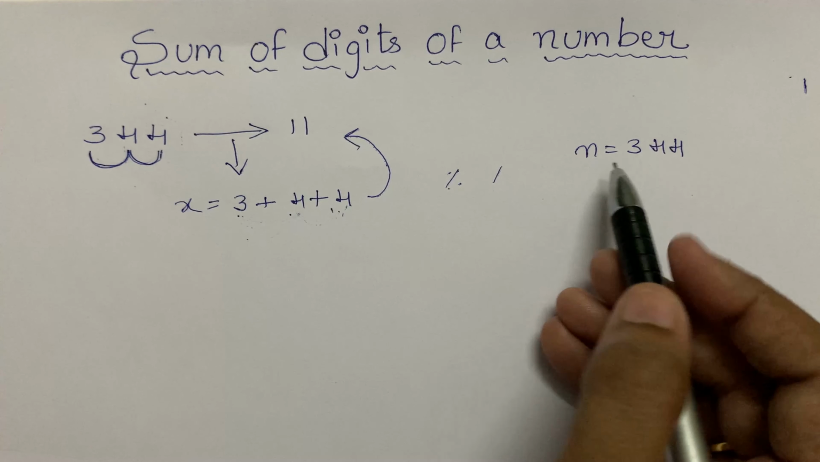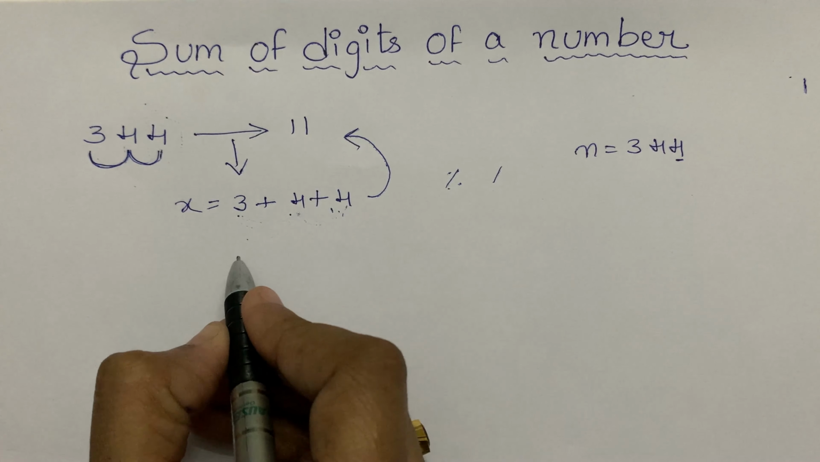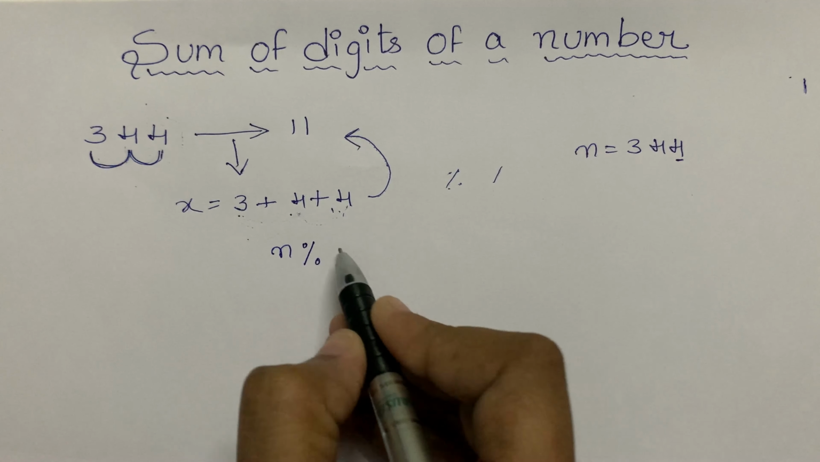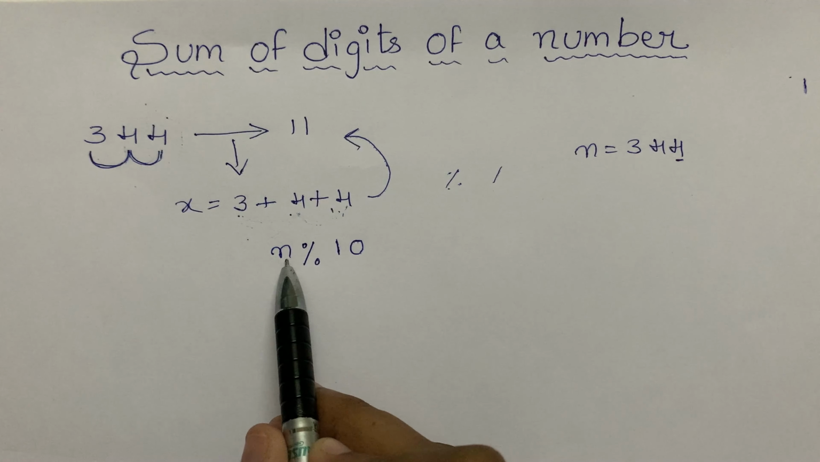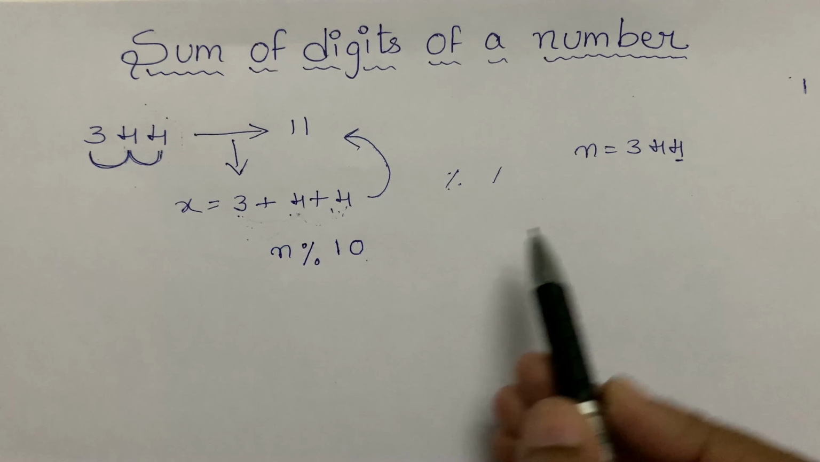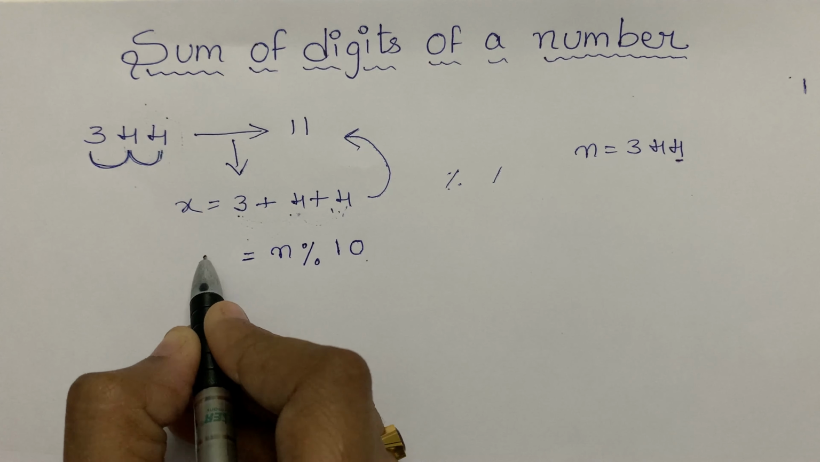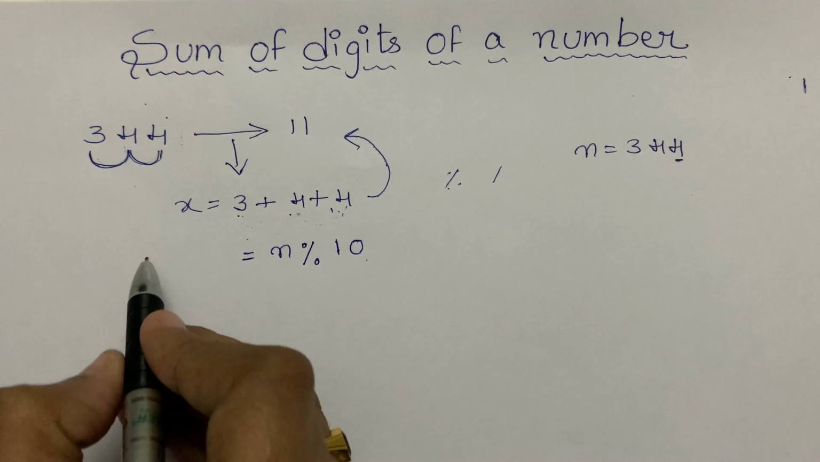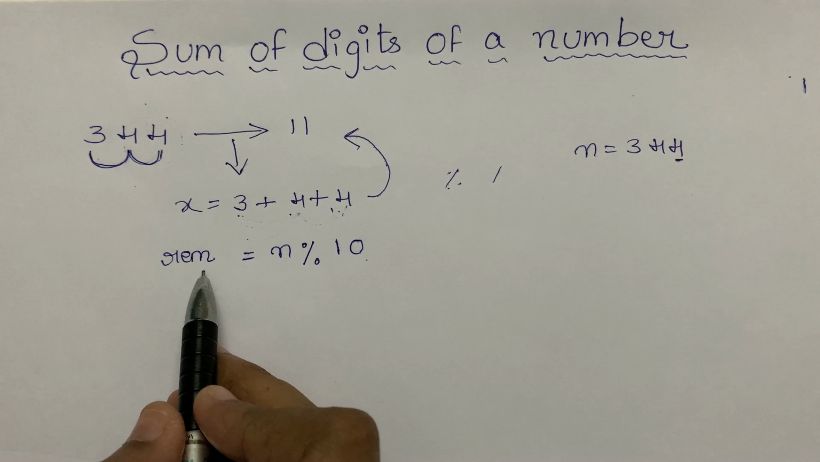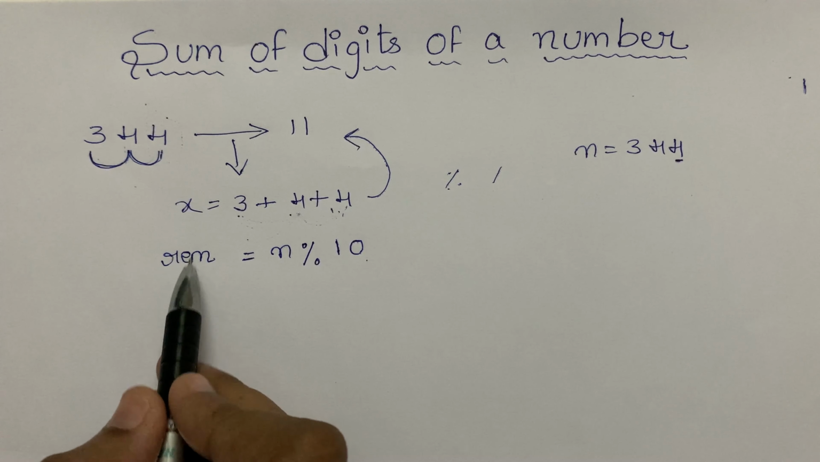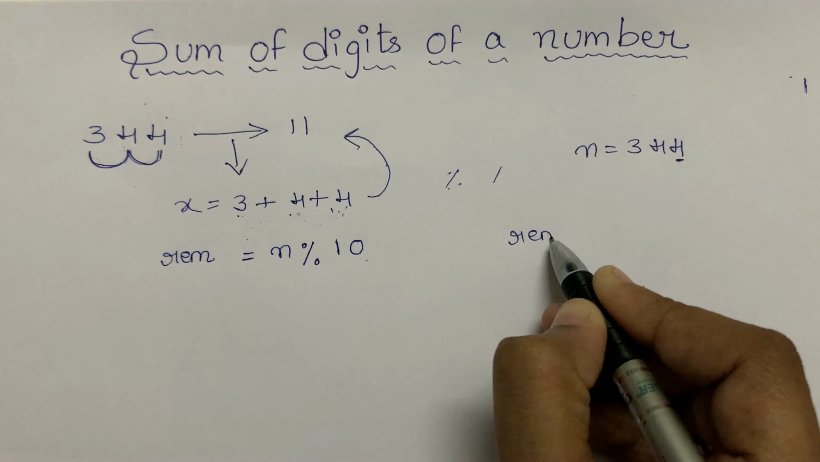Now, first we should get 4 from 344. To get 4 from 344, we should apply the modulus operator to n and 10. So the result will be 4. This 4 should be stored in some variable. Let it be rem, as this is a remainder; generally everyone uses rem as a variable. Here you can use whatever you want. It can be x, it can be y. Okay. Now we got the remainder as 4.